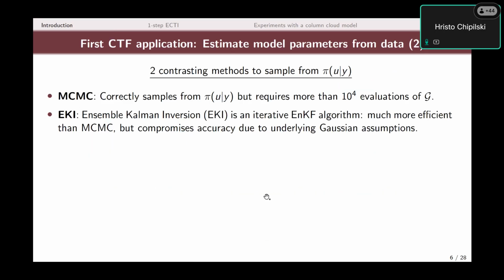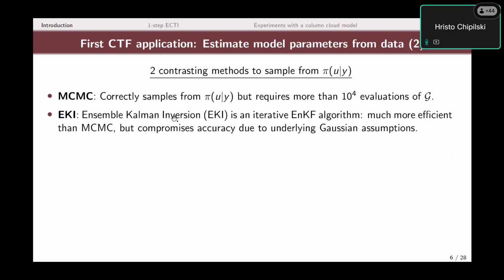Right, so two contrasting ways to solve this problem, really. The golden standard is MCMC, Markov chain Monte Carlo, which we know can sample from the correct posterior, but it's simply too expensive to implement in practice, requiring many iterations of the nonlinear model, G, which, if this is a climate model, you can imagine becomes simply intractable.